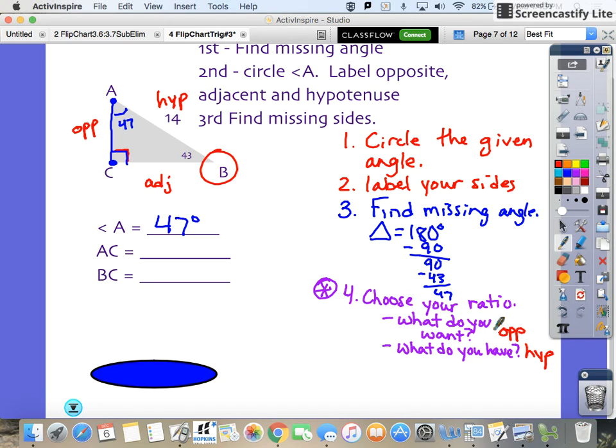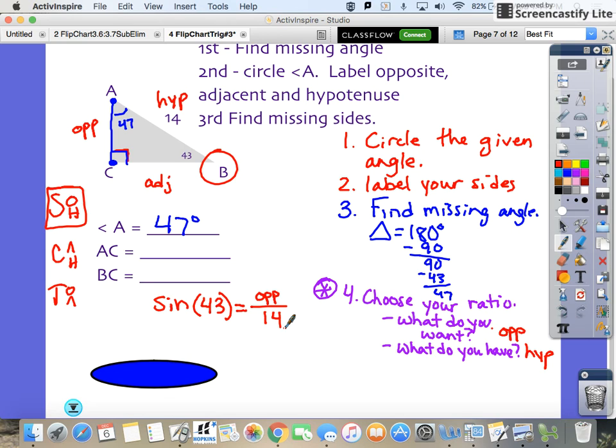So if we're looking at O and H, these are our trig ratios. SOH CAH TOA. O and H is right here. We're going to use sine, O and H. So we're going to say sine of the angle we were given is equal to the opposite over the hypotenuse, which is 14.